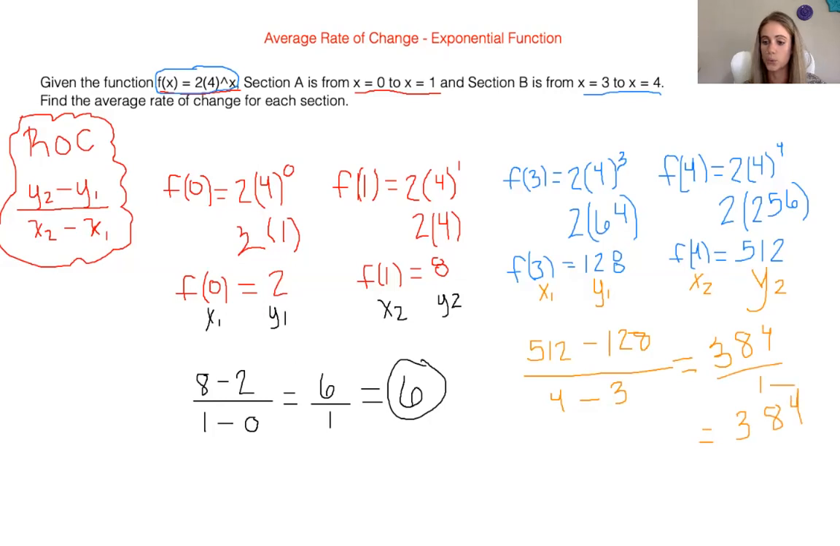384. Ooh. That right there is just proof about what we talked about before spring break, that exponentials grow very, very quickly, because from section 0 to 1, it only had a rate of change of 6, but then we just went up a little bit, and from 3 to 4, it jumped all the way up to 384.